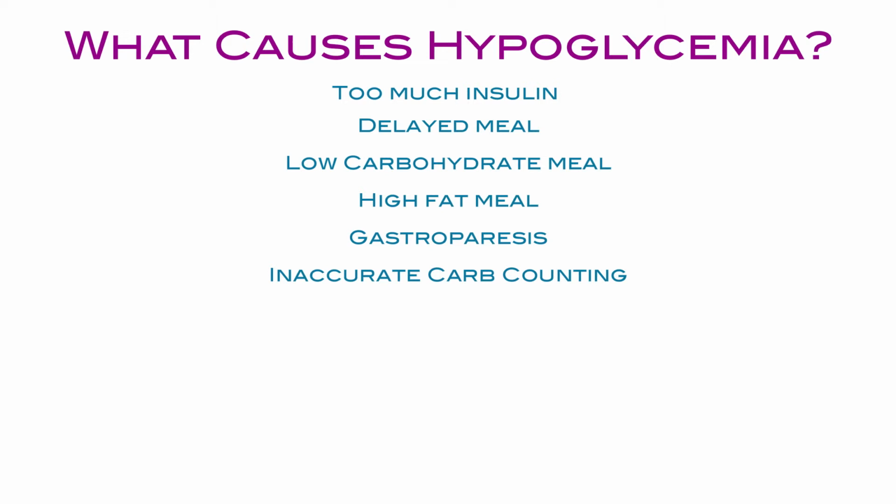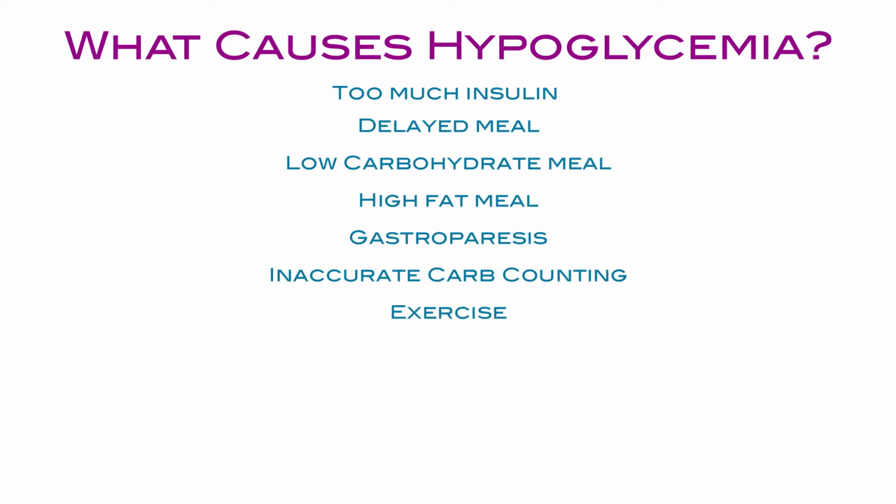Inaccurate carb counting. This comes from an inaccurate dose of insulin. If you measure your insulin for more carbs or glucose than what is actually in the meal, it can cause hypoglycemia because there is more insulin in the blood than glucose.